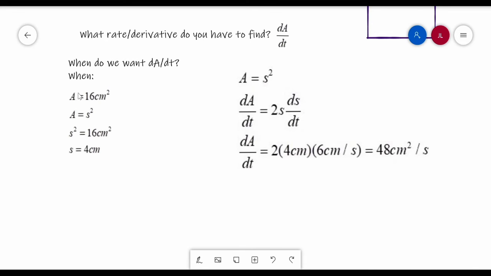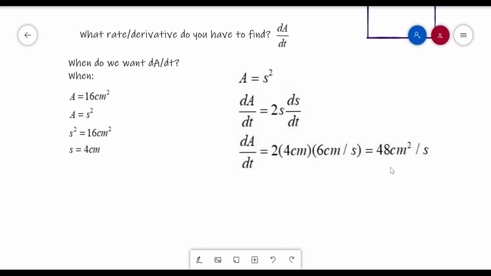So if we go back to what our when condition is, our when condition is when area is 16, but area is the side squared, so that would mean the side is 4 centimeters. So we plug that in. 2 times 4 times 6 is 48, and centimeters times centimeters per second is centimeters squared per second.